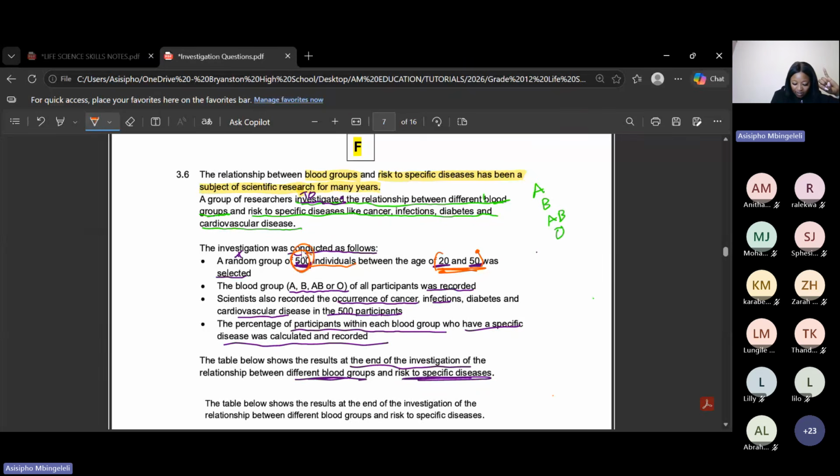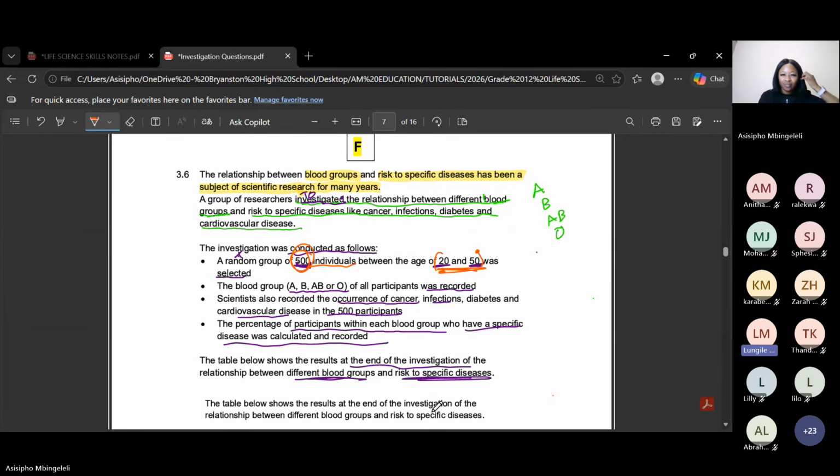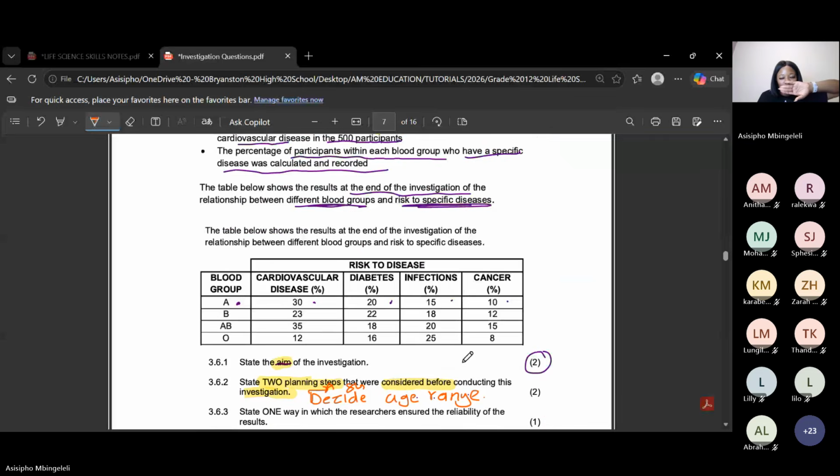That's a mark. What about the number of individuals? What about 500? Isn't that an answer? Yes, it is. Decide. And another one, ma'am, to decide on the size of the sample of the blood drawn on the individuals. Decide on the sample. Blood samples, like the size.